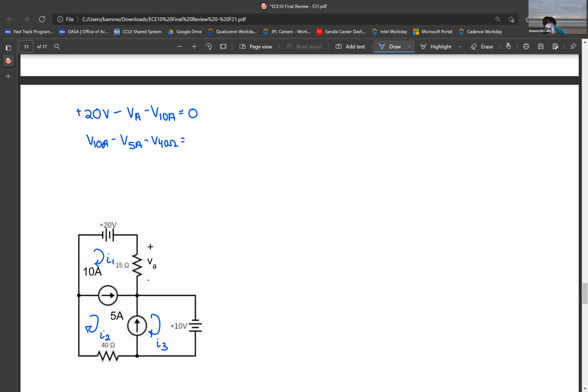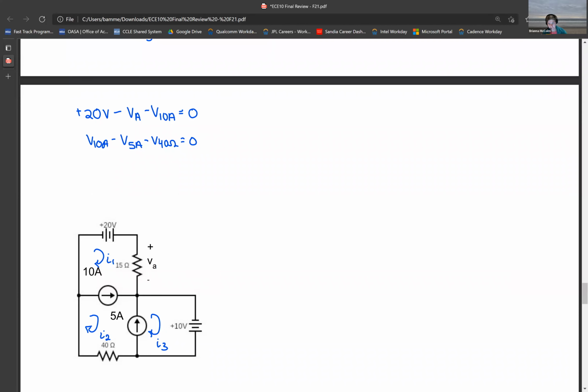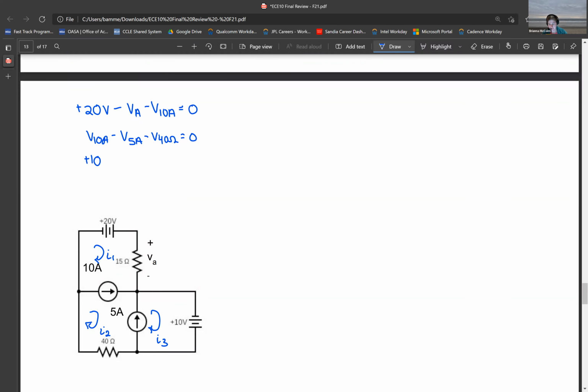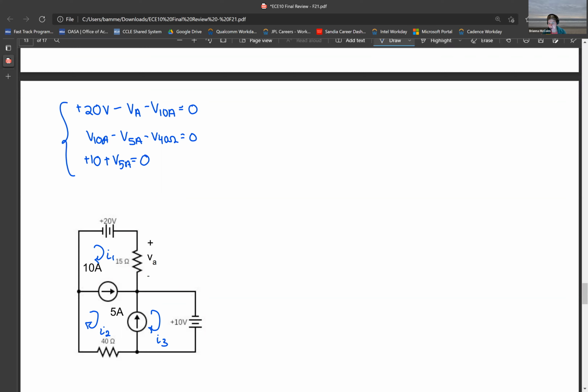And so the way that I've chosen the signs in this equation, if we're going in the direction that the current is being supplied, then the voltage is positive, and if we're going against that direction, then the voltage is negative. And then finally, for the third mesh, we have plus 10 volts from the voltage source, and then we have plus the voltage across the 5 amp current source. And so this gives us a set of 3 equations that we can work with.